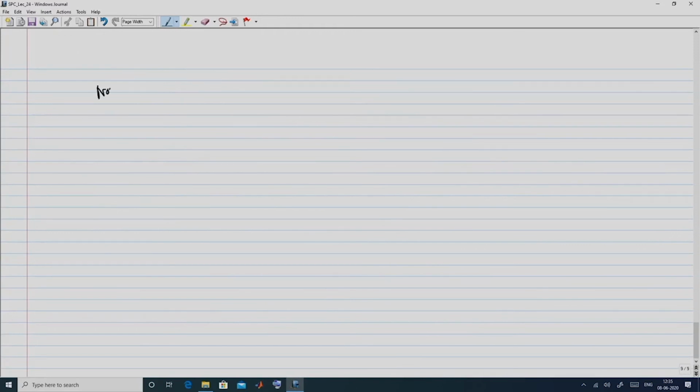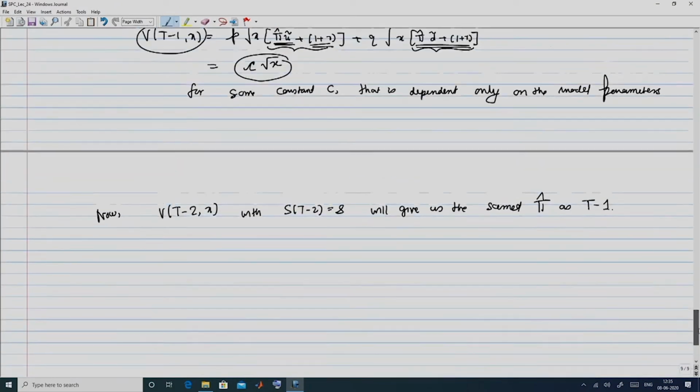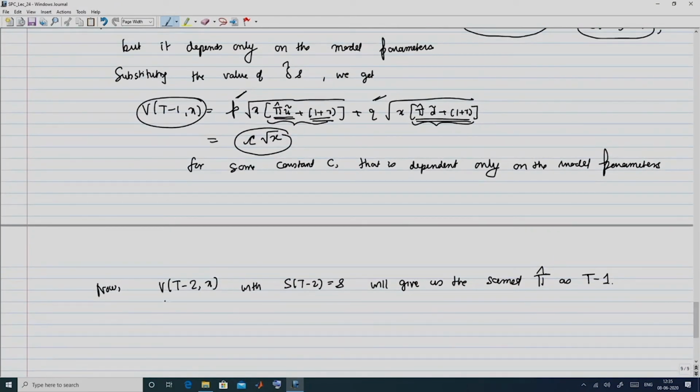So, now if we take v of t minus 2, x with s of t minus 2 equal to s, it will give us the same pi hat as at time t minus 1. Remember that here again, when I do the backward algorithm, I look at v of t minus 2. What is this going to be?